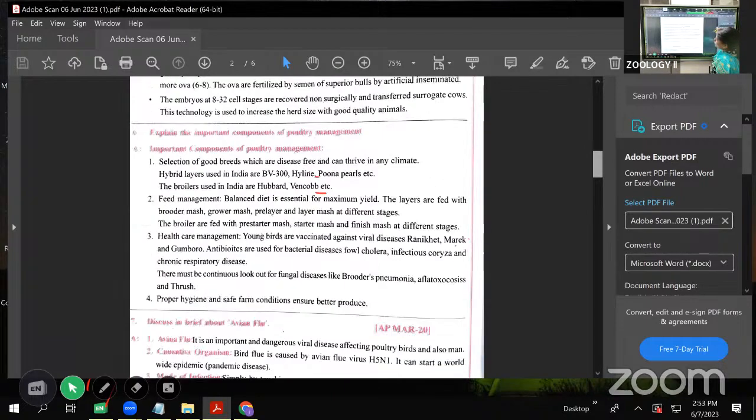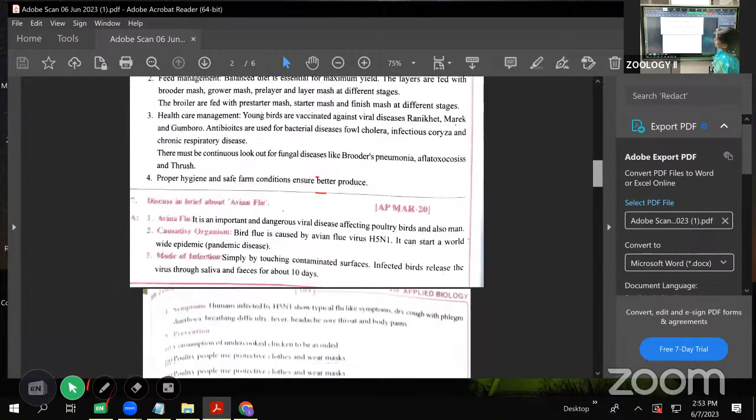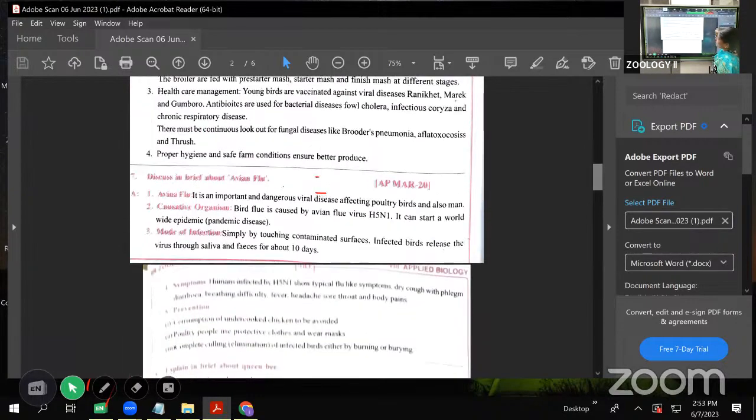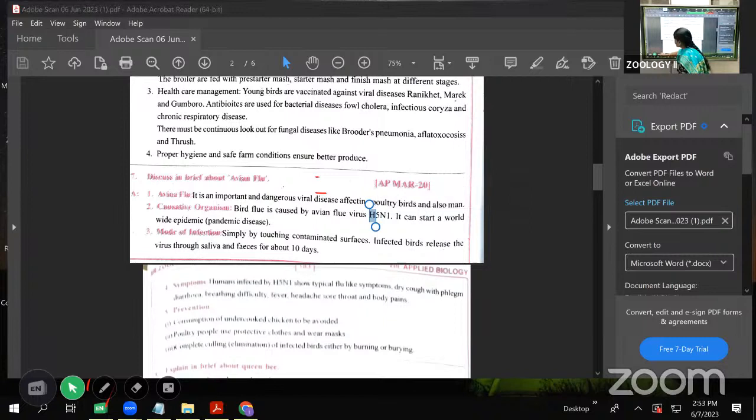avian flu. Here, this one is the second question. Avian flu. This is caused by the H5N1. Here. It is caused by the H5N1 virus, the flu-like virus, and it is a pandemic disease.